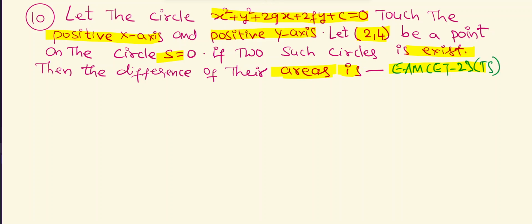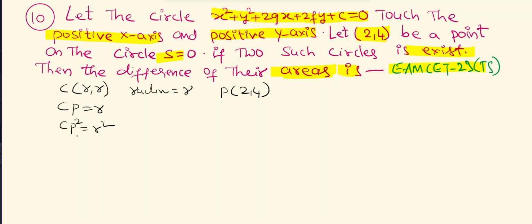This is the question. Here it is given the circle touches positive x-axis and positive y-axis, which means the circle lies in the first quadrant. In the first quadrant, the center of the circle is taken as (r, r) and the radius is also r. The circle passes through the point P (2, 4). Now the distance from center to this point is equal to the radius of the circle. So CP square is equal to r square. CP square is (r minus 2) whole square plus (r minus 4) whole square is equal to r square.